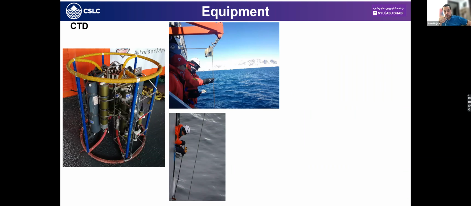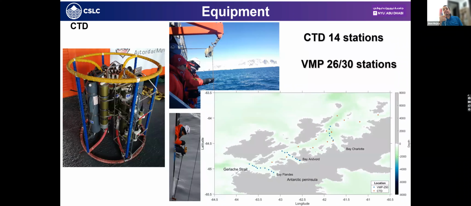Also, in addition, we had, as already mentioned, the Seabird, and in total, from the area and the survey, we got 14 CTD stations and 26 of the 30 VMP stations initially planned. That's because in the interior of Charlotte Bay, we found a high amount of ice that doesn't allow us to go inside the bay.